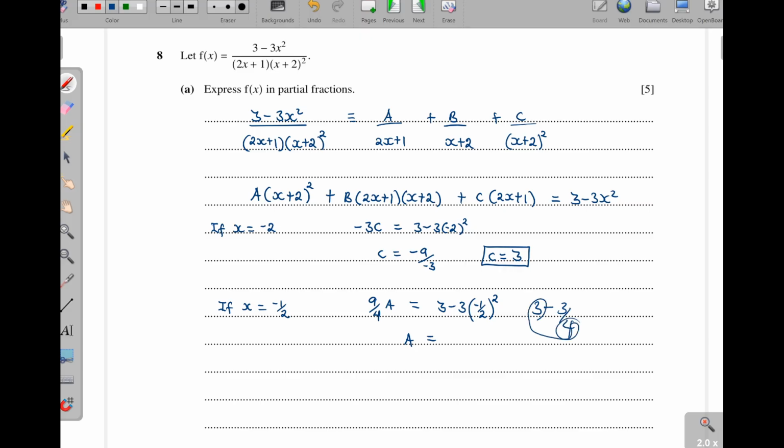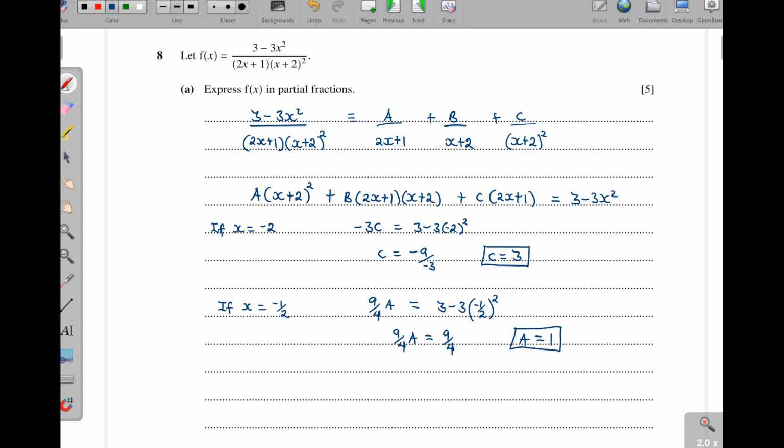Then you get 4 times 3, you get 12. 12 minus 3, 9. So you also have 9 over 4. That means our a will be 1 also. So 9 over 4 is equal to 9 over 4, and then a becomes 1.